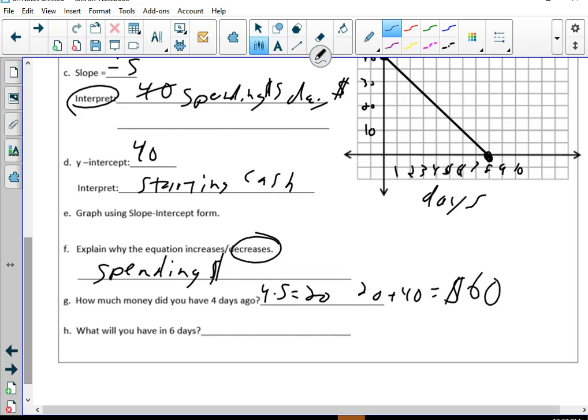Now, what will you have in 6 days? Here's 6. How much money do you have? $10.